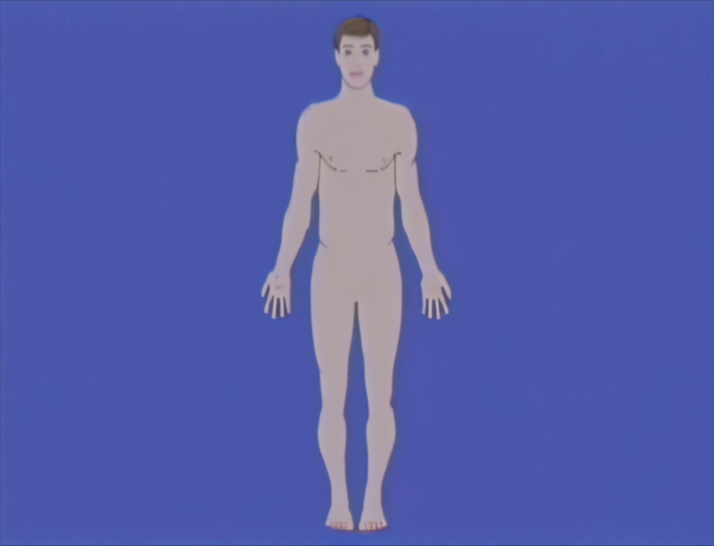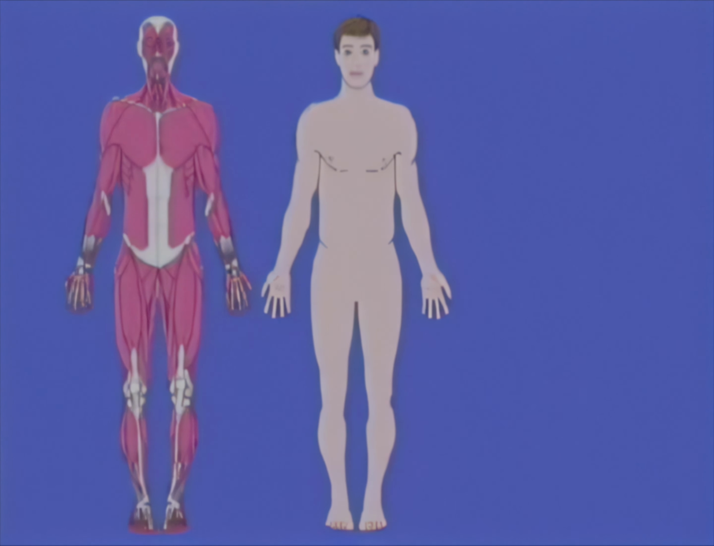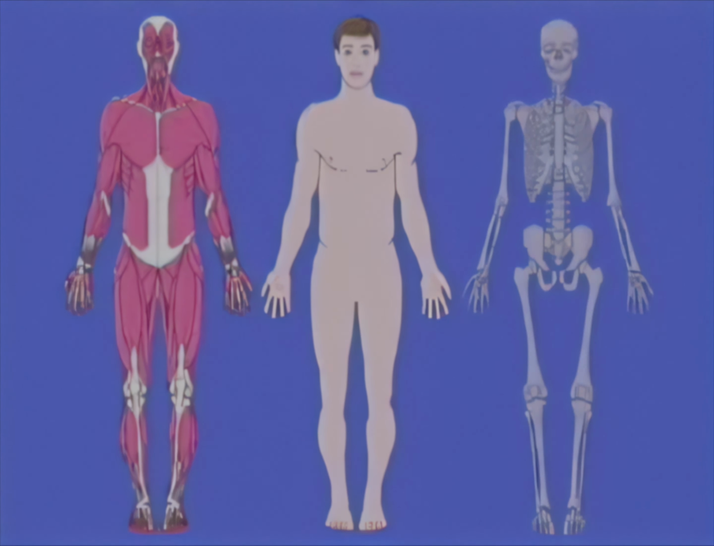Another sensory input that plays a role in maintaining spatial orientation comes from the proprioceptors located in the skin, muscles, tendons, and joints.